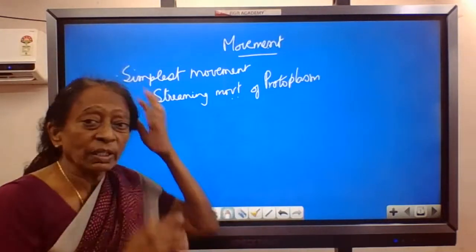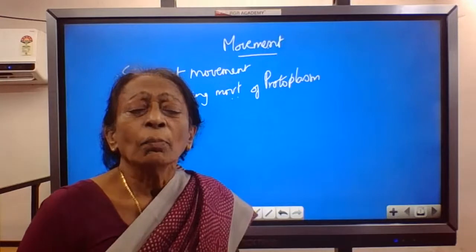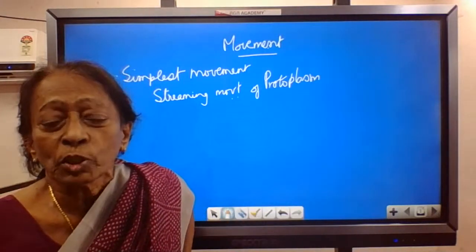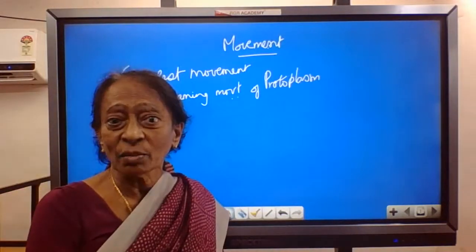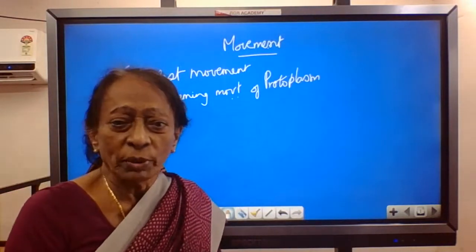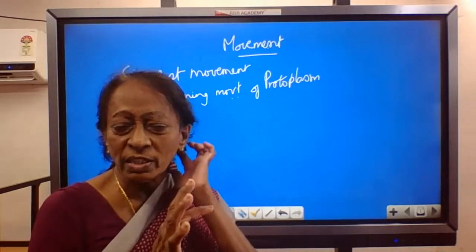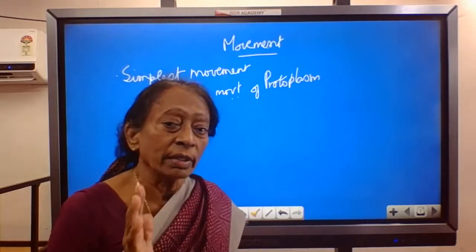So the streaming movement of the protoplasm is the simplest form of movement. This was one of the NEET questions in the multiple choice: the simplest form of movement, ciliary movement, flagellar movement, tentacular movement, movement of the locomotor organ, or the streaming movement. In your textbook wording, you have to be thorough with the NCERT book if you want to attempt your NEET.